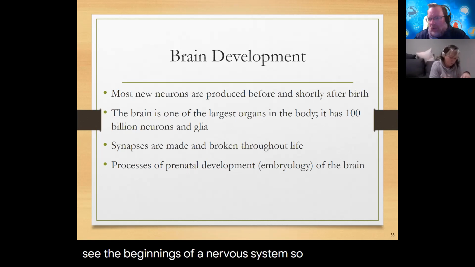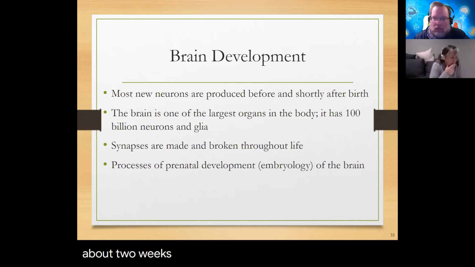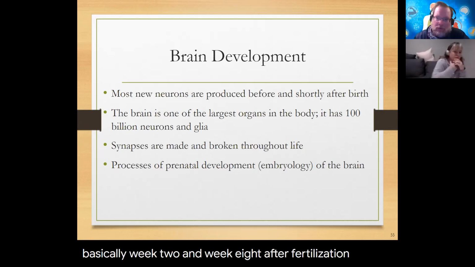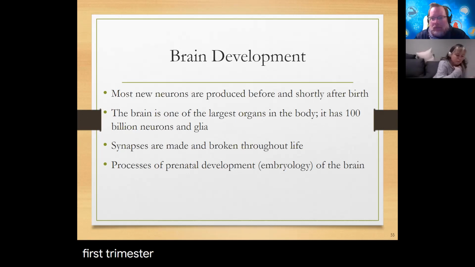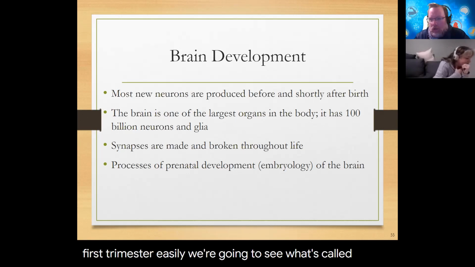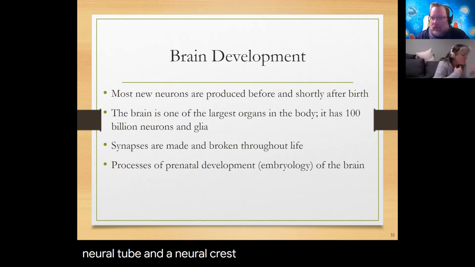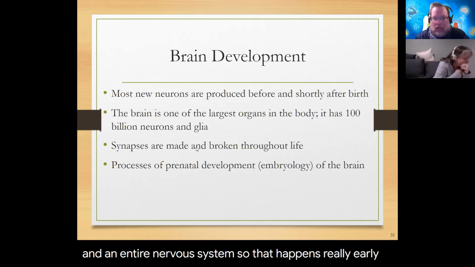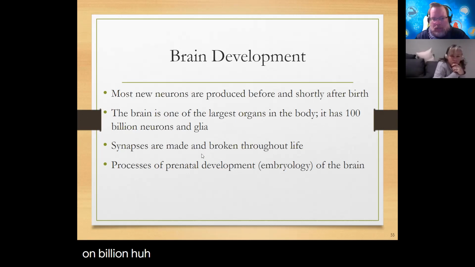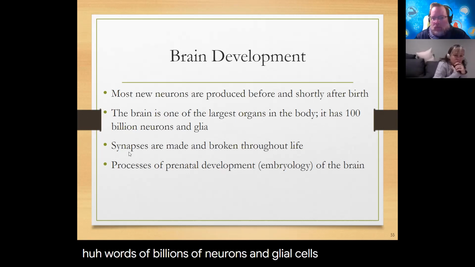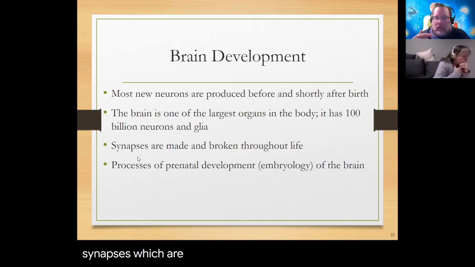Once we're at about 2 weeks after fertilization, so between basically week 2 and week 8 after fertilization, the first trimester, we're going to see what's called a neural tube and a neural crest and what they call neural folds. So we see the beginnings of a spinal cord and brain and an entire nervous system. That happens really early on. Hundreds of billions of neurons and glial cells. We're making synapses, which are connections. Those are made and broken throughout our lives.